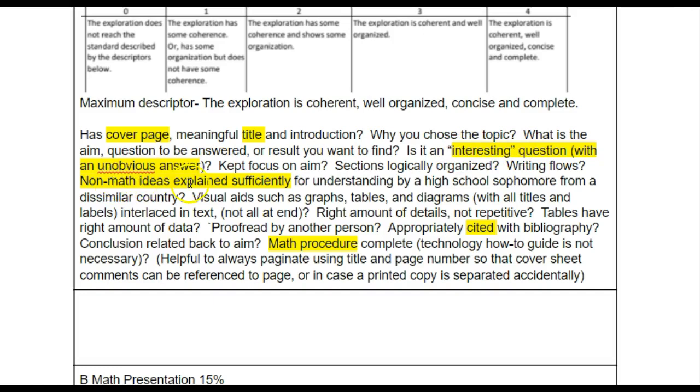Like I said, non-math ideas should be explained sufficiently. That's graded here. Citations for anything that is obviously taken from a different source. There's no formal citation system, so that makes it very easy to cite stuff. Just put it in the bibliography. You don't need to have footnoting or anything like that. You should explain the math procedure completely.